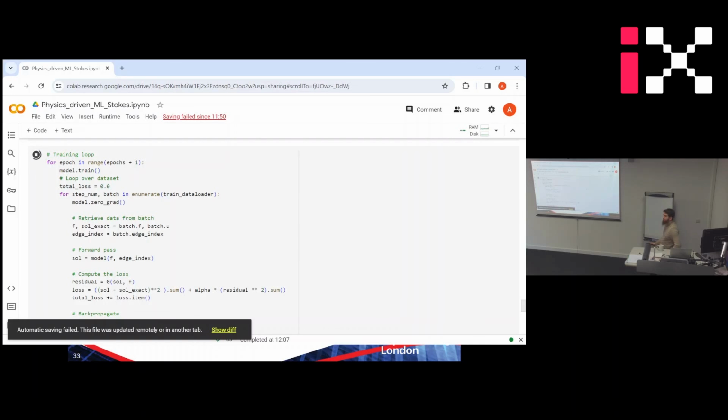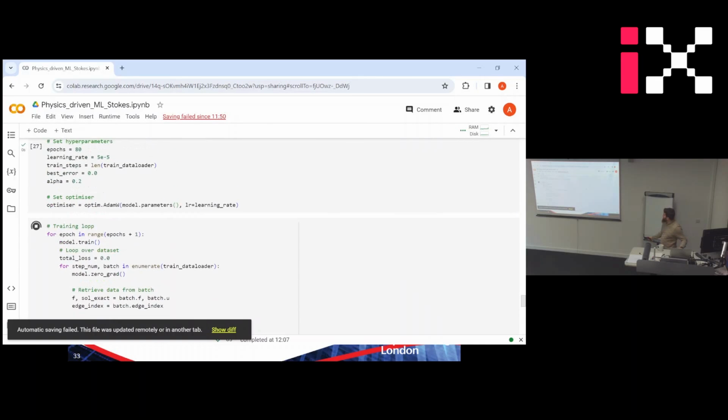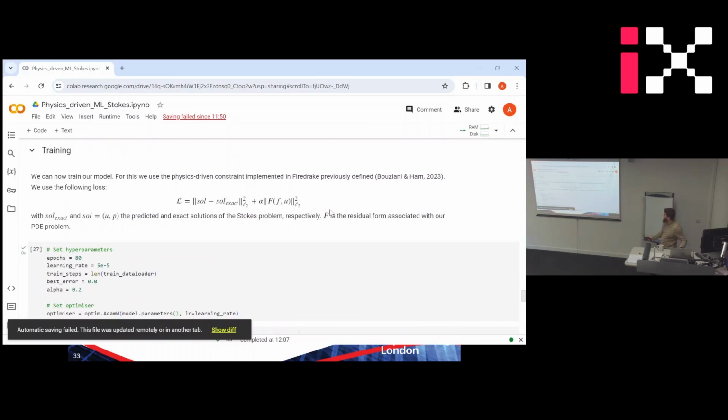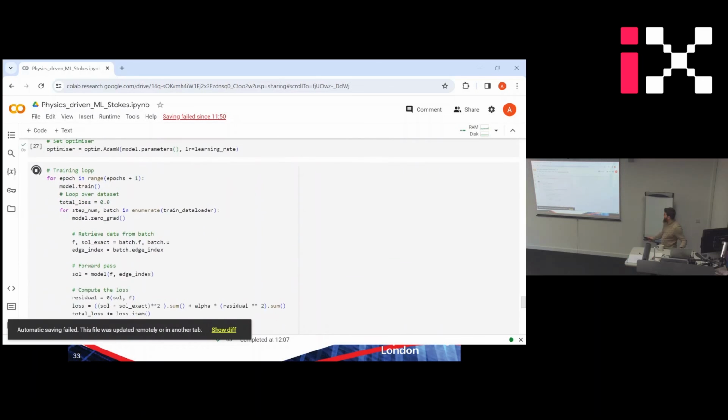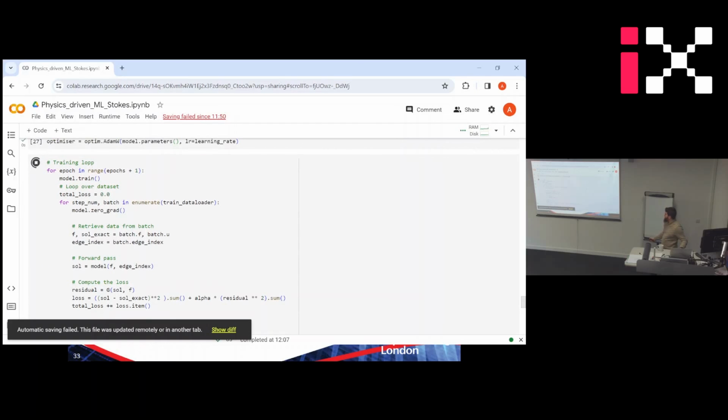So the solution of my PDE. Once I have that, I will call the phi Drake operation we discussed earlier. Remember, the phi Drake operation will take the solution, assemble, so evaluate the residual form, so basically my PDE. And then once I have that residual, I will implement the loss we discussed earlier on. So this will be the physical constraint that comes from phi Drake, which is over here, the small L2 norm, and this is comparing the prediction with the exact solution for my data sets.